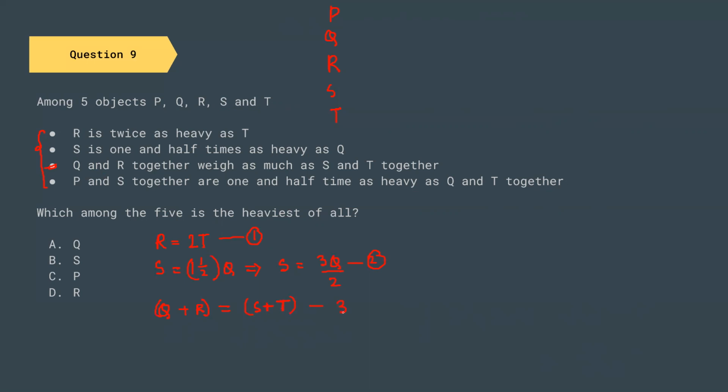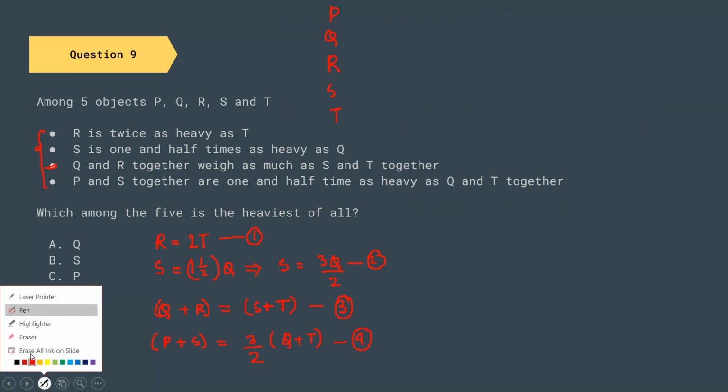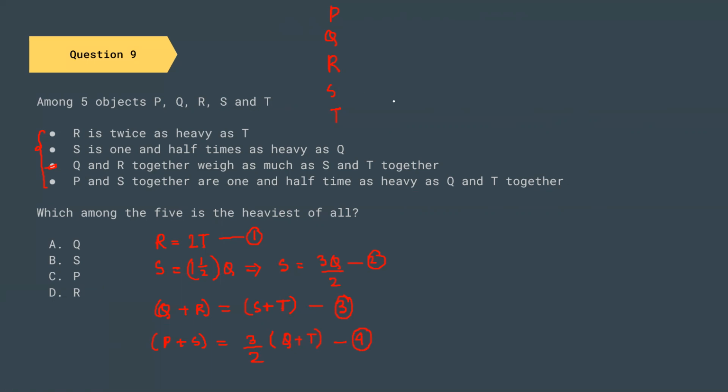This is your equation number 3. P and S together are 1.5 times as heavy as Q and T together. So we can write P + S = 3/2 (Q + T). This is all the information that I have been given, and I have to find which one is the heaviest of these five. So now let us think.